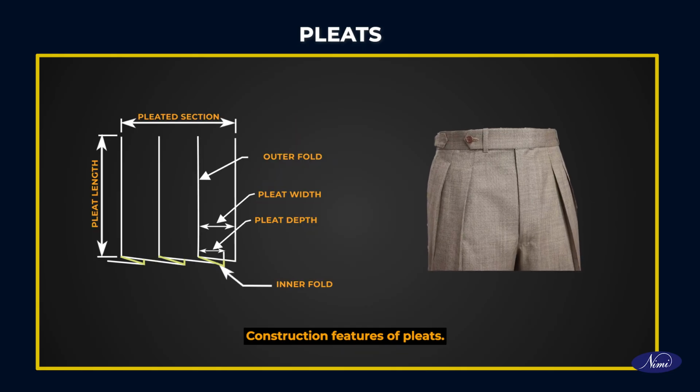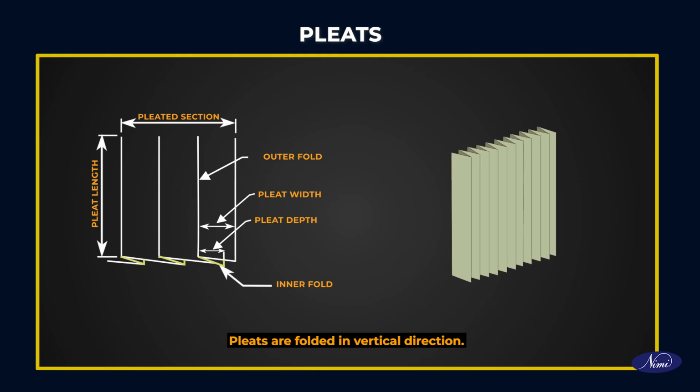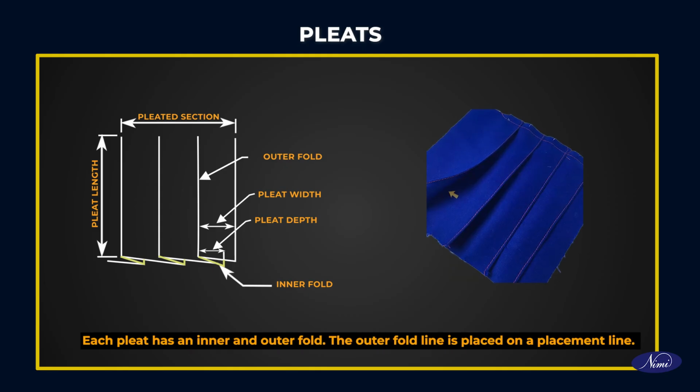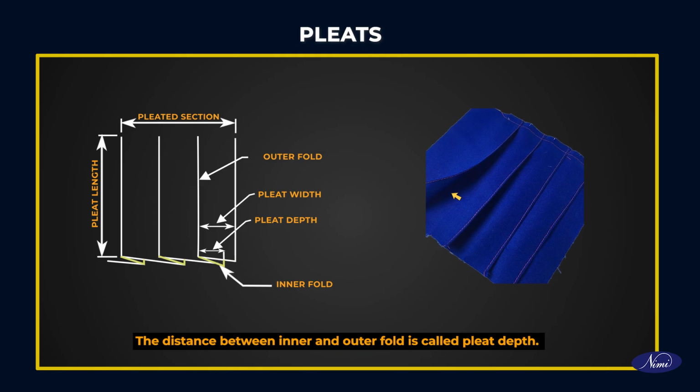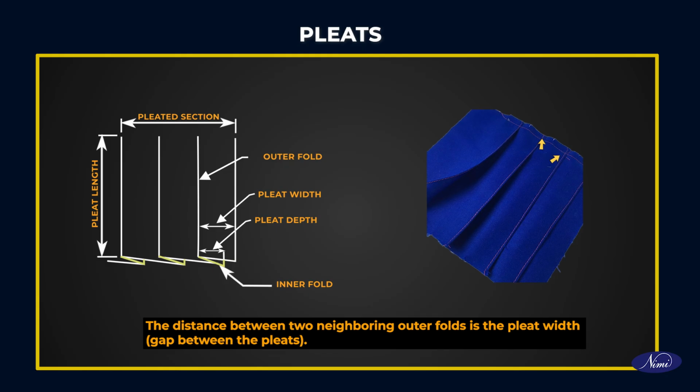Construction features of pleats. Pleats are folded in vertical direction. Each pleat has an inner and outer fold. The outer fold line is placed on a placement line. The distance between inner and outer fold is called pleat depth. The pleat size consists of double the pleat depth. The distance between two neighboring outer folds is the pleat width.